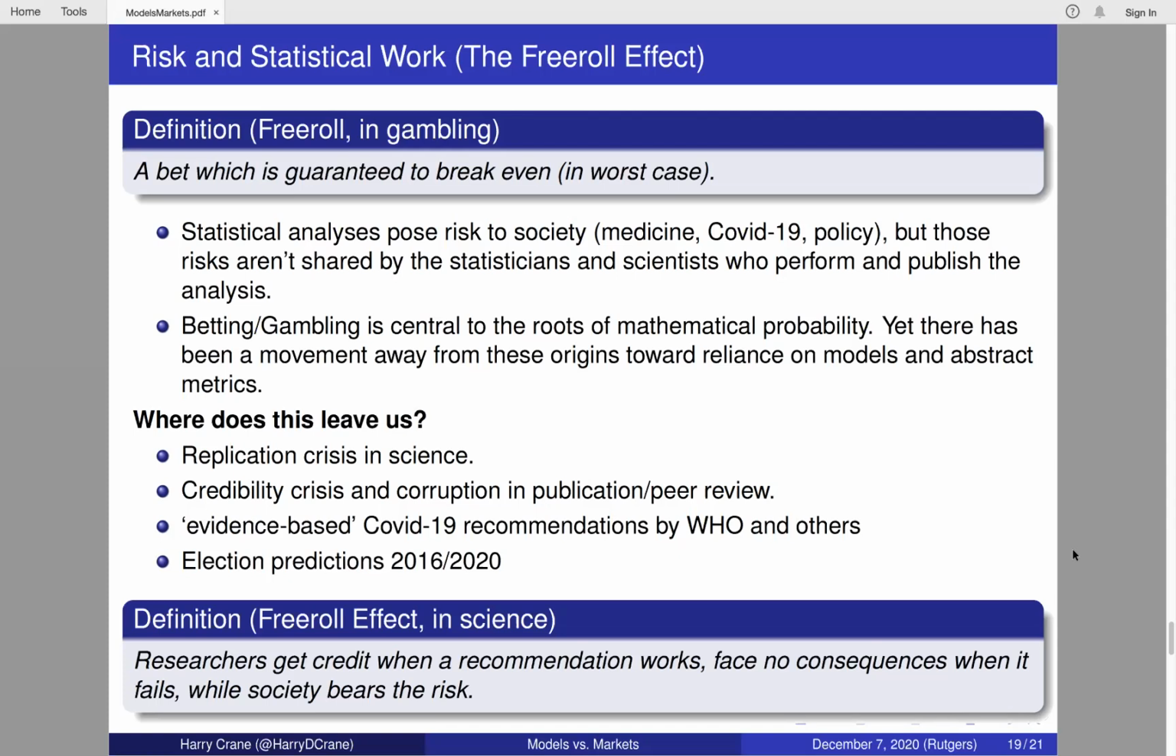And this is something that I think definitely plays into the replication crisis in science. It plays into a general credibility crisis in scientific peer review. And I think it also plays into some of what's going on right now with COVID-19 and the election, COVID-19 policy recommendations by various organizations or individuals, and also, as we discussed, the election predictions.